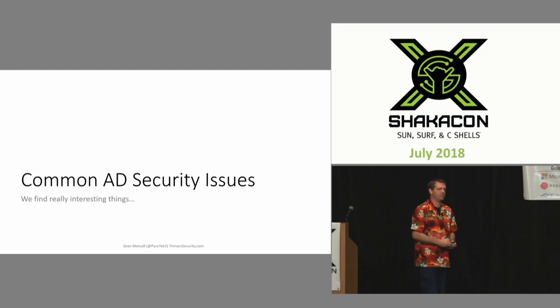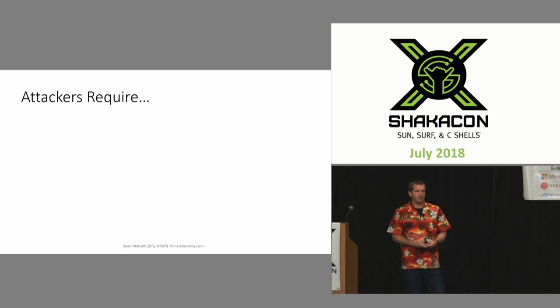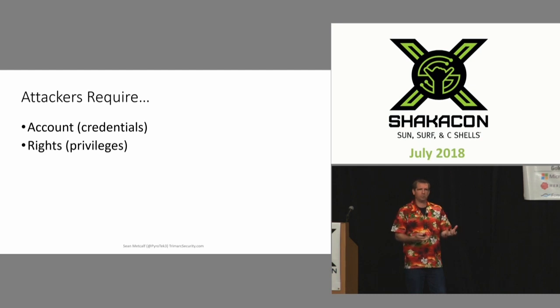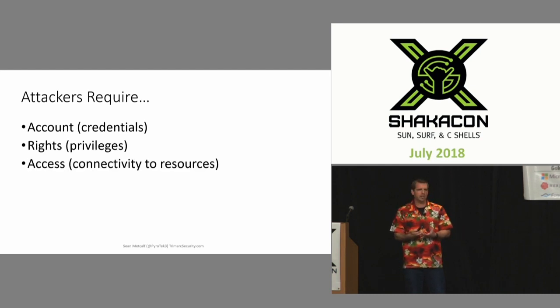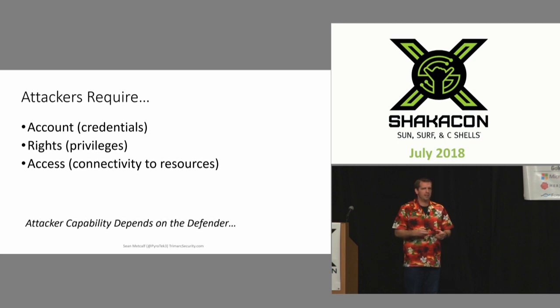So we find some really interesting things when we do Active Directory security assessments for customers. What are the things that attackers really require? Well, they need accounts, the credentials. They need the rights, the privileges associated with those credentials. And they need access, the connectivity to the resources. If you're able to disrupt any one of these things, the attacker is unable to do what they want to do in your environment.